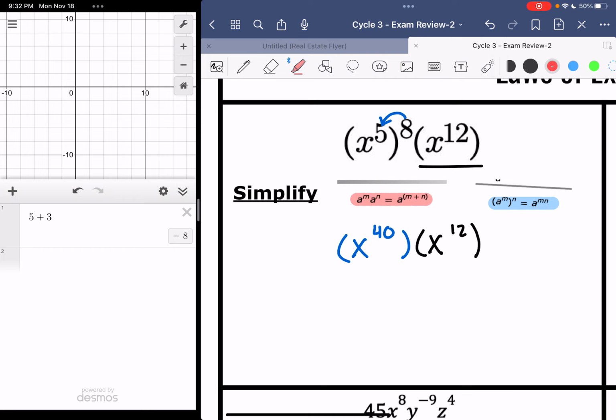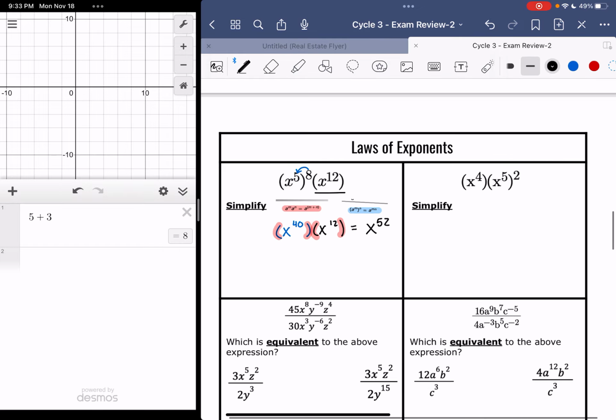Now I'm going to use my product rule, which says when I multiply, I add the exponents together. So for this one right here, I would have 40 plus 12. 40 plus 12 will give me 52. And this question is done. You have one more right here to try out using those same two rules.